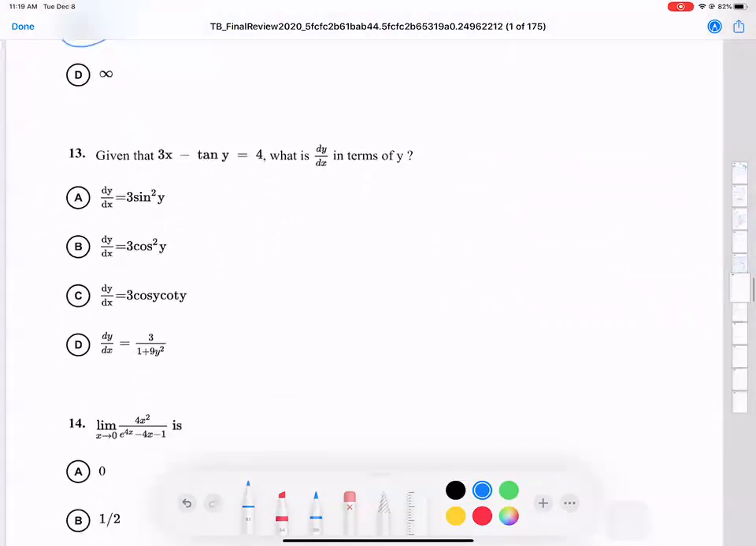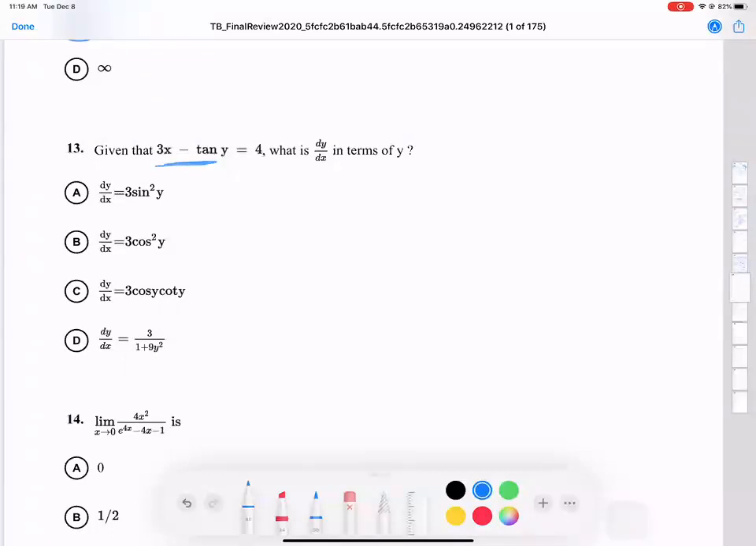Okay, let's see. Given this problem here equals 4, what is the derivative? So this is implicit differentiation. That means we're just going to take it as it is. If you want, you can take a derivative d over dx to both sides. So let's go ahead and take d over dx of all these sides. The derivative of 3x is 3 dx over dx, so that cancels out. The derivative of tangent is secant squared y dy over dx. And the derivative of 4 is 0.